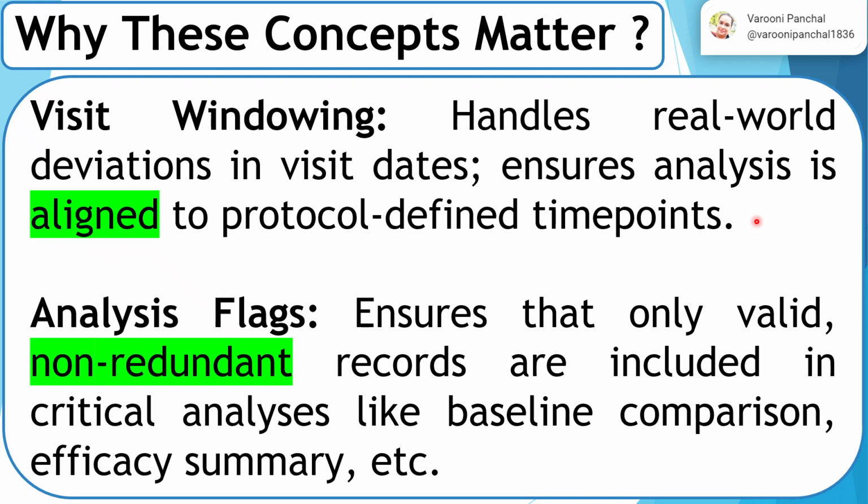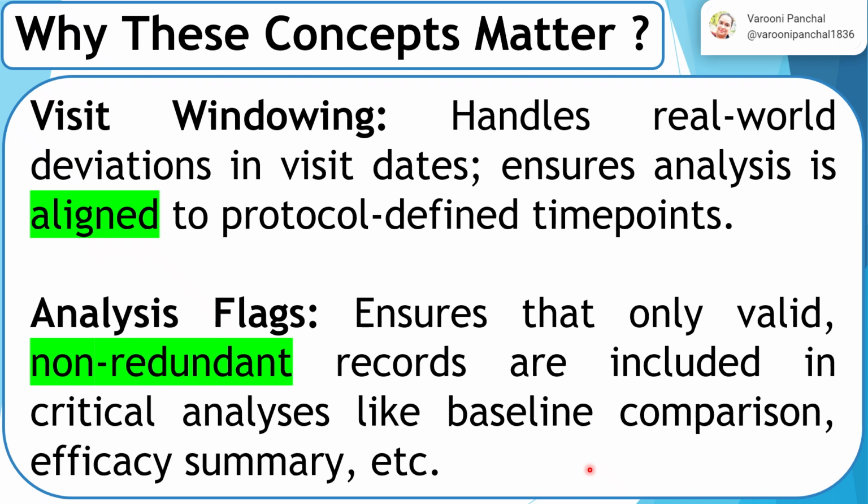So in such scenarios, to adjust the unscheduled records which do not happen on the scheduled dates and assessments, we will use visit windowing, and we will align those unscheduled visits in the window range to the nearest or the closest visit. Now the analysis flag ensures that only valid and non-redundant records are included in critical analysis like baseline comparison and efficacy summary. Now, like I explained in the earlier slide, 6.9 was a redundant record, right?